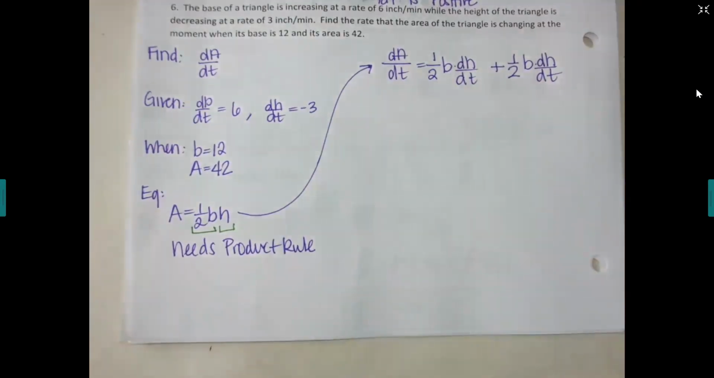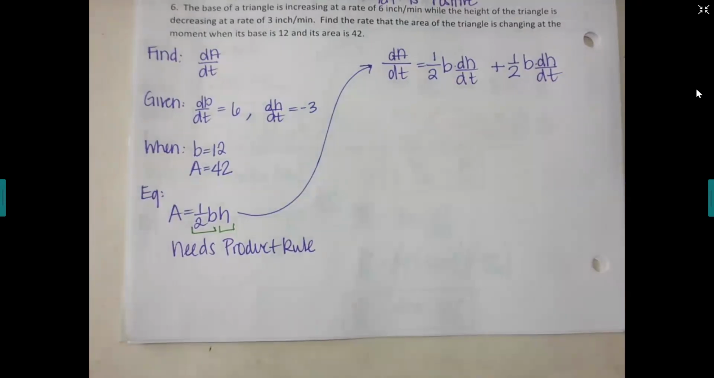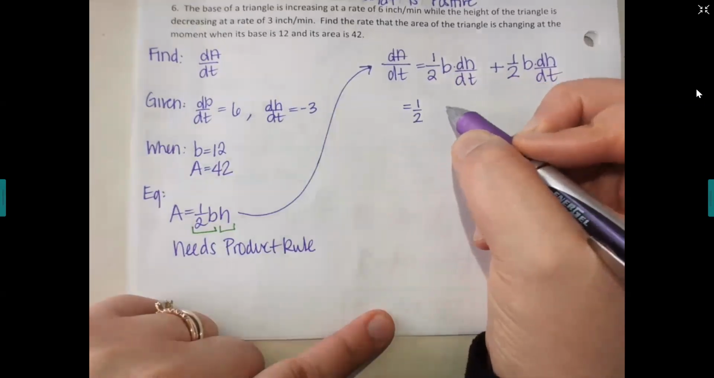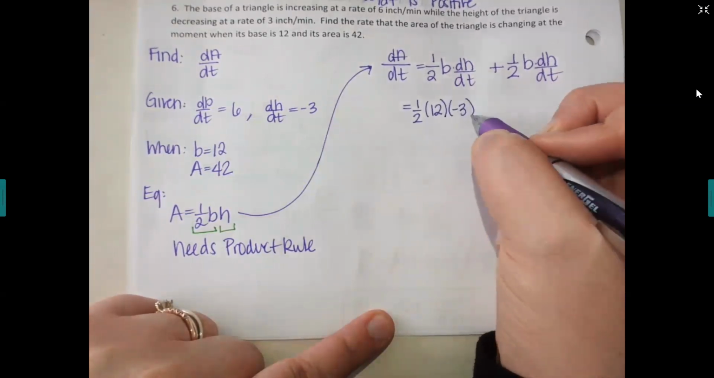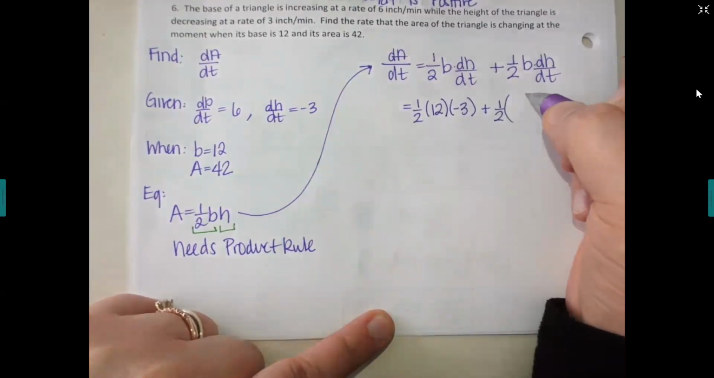Okay, only because I want us to have a little bit of time for y'all to work on your homework, I'm going to try to finish this one. So when you get to this point, you start plugging stuff in. So we have 1/2. My base is a 12. My dH/dt is a -3. My 1/2, and then I get to B and I have a problem.